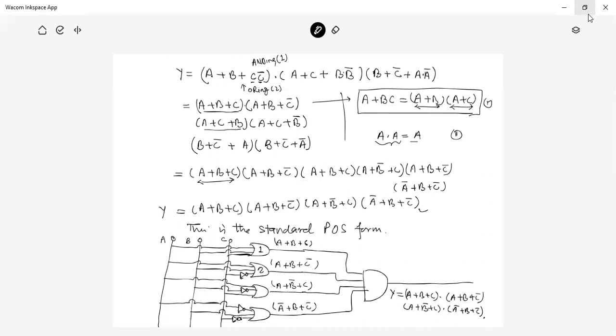The second OR gate is A, this is the A line, here it is the B line, and we require C bar. So from this C point, there is a NOT gate, and here it is C bar. So the output is A plus B plus C bar. The third is B bar. So what we do, this is the B, and here it is the NOT gate with the B, here A and C as it is. So the output is A plus B bar plus C.